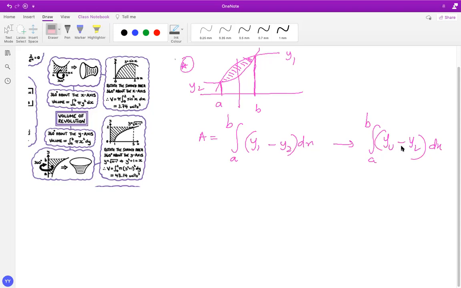Now, sometimes I am not clear about which curve is the upper curve and which is the lower curve. In that case, you can just find this area and attach an absolute value, because if you're not sure, the area can't be negative. So in that case, you can do this.